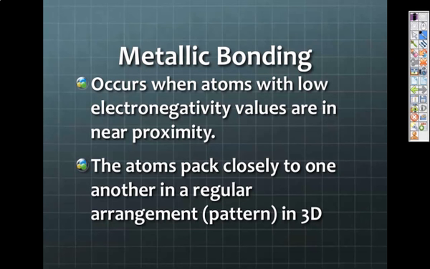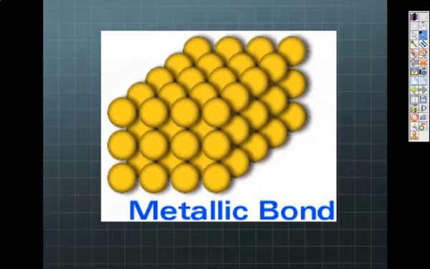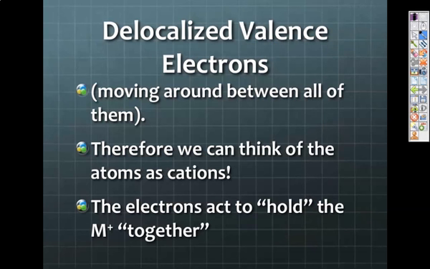Atoms are packing closely. Okay, so here's a little image of it. They're just packed nicely one by another. We have what are called delocalized valence electrons. So we have electrons that are moving between all of the metal cations, which is good for us. That's how we get electricity and how I'm getting power to my computer right now.